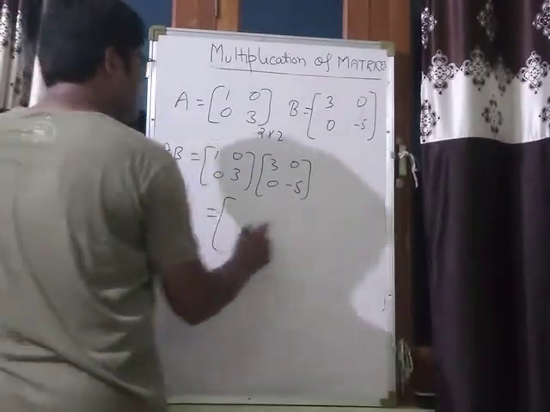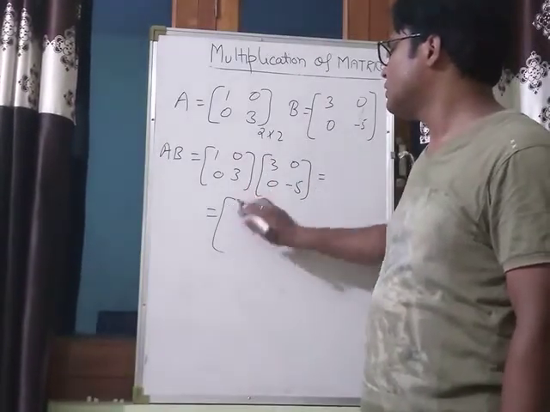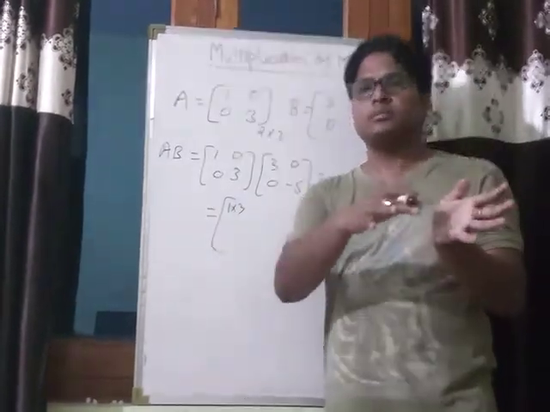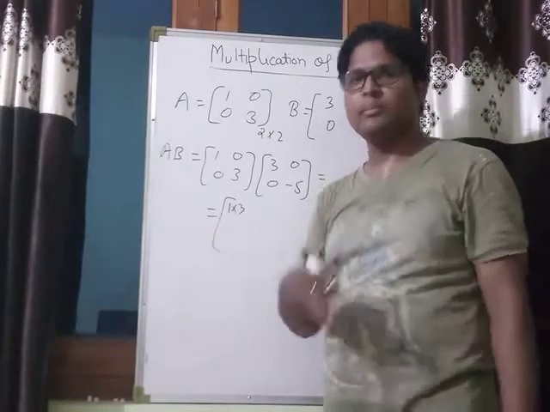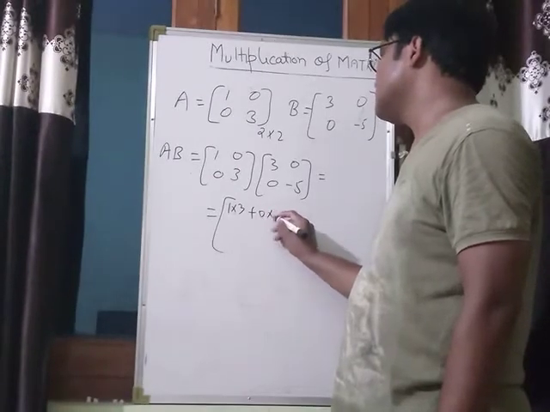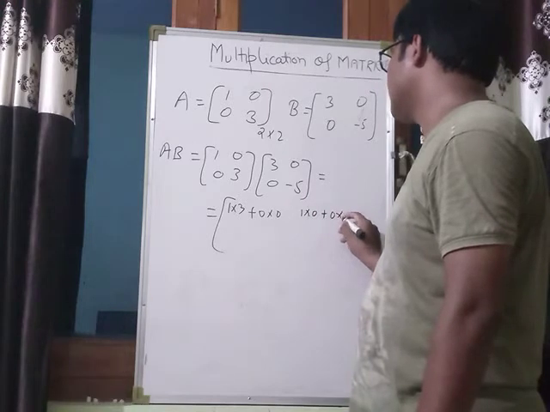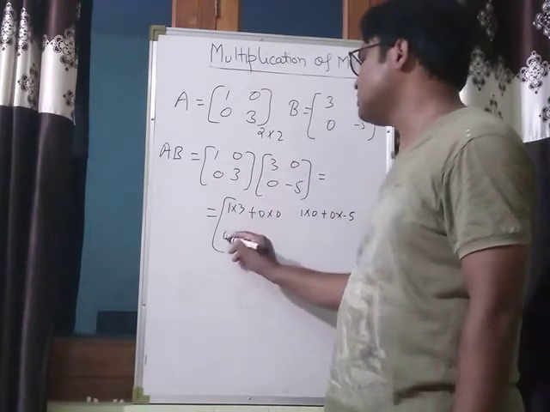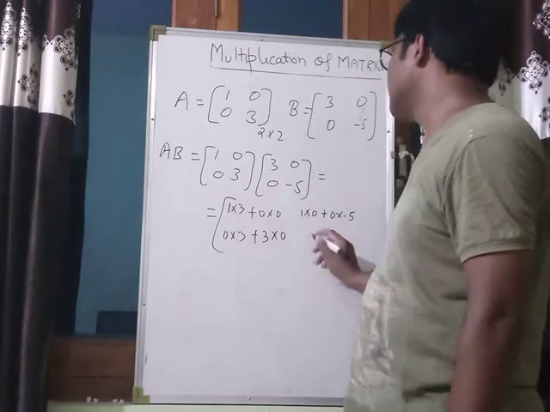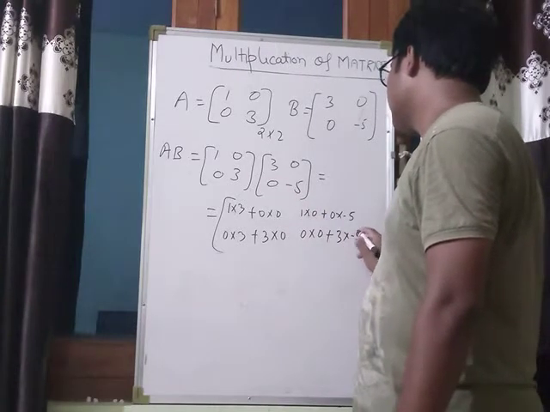So that is equal to 1 into 3. We will not write it out again and again; from next time we will multiply directly, because now we know how to multiply. So 1 into 3 is 3 plus 0 into 0, 1 into 0 plus 0 into minus 5, and 0 into 3 plus 3 into 0, and 0 into 0 plus 3 into minus 5. What will become?